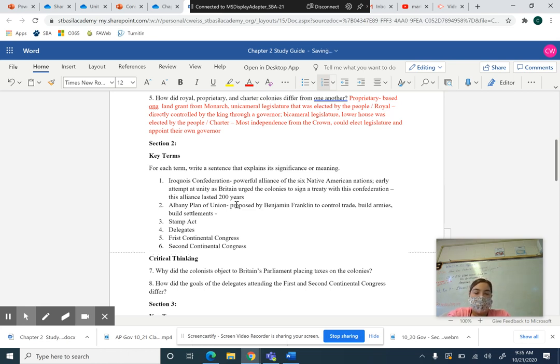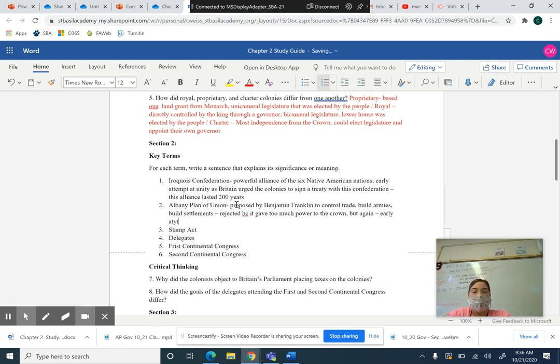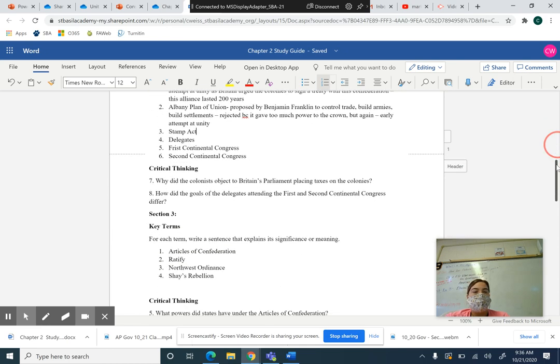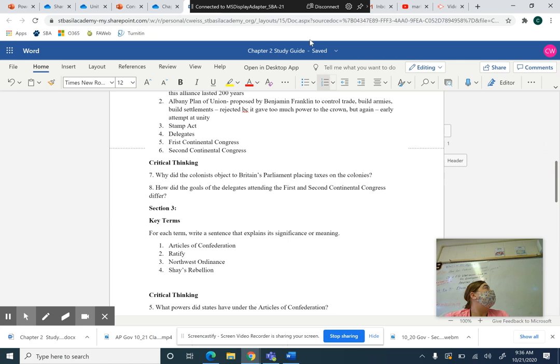This idea was rejected because it gave too much power to the crown. But, again, it was an early attempt at unity in the colonies. That's the significance. Awesome. Make sure you jot that down. I'm gonna scroll down a little bit so we can keep up. All right, that should be good, right? Because you can still see the Albany Plan of Union up there.